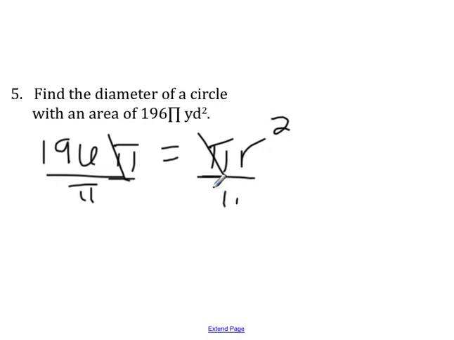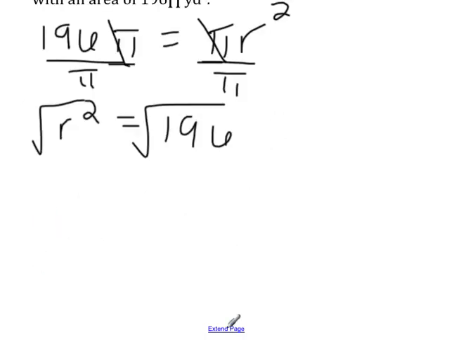Then I end up getting that r squared is equal to 196. Now I want to solve for r squared, so I need to take the square root of both sides. Well, the square root of 196 is just going to be 14. So the radius of that circle is 14.